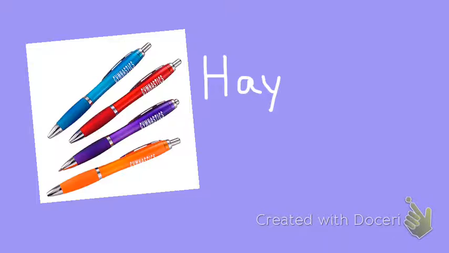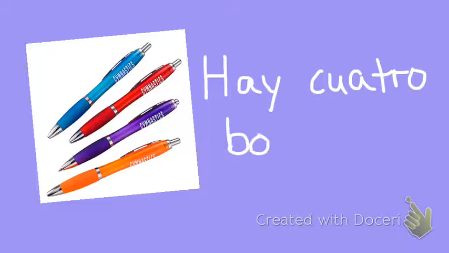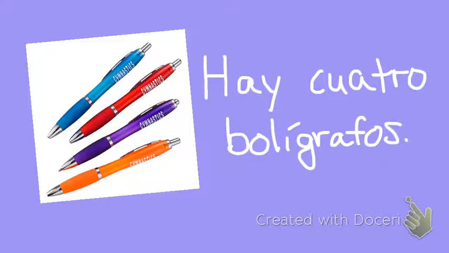So here we have 4 pens, and we want to say there are 4 pens. So we just write hay, and then you can guess what comes next. We'll have our number, which in this case would be 4. And then we need to have our noun, the object that we're counting, bolígrafos. We want to make sure we follow the rules of plural nouns when we're doing this. So here we can say hay, and let's say we're counting libros. We would say hay 1, 2, 3, 4 libros.